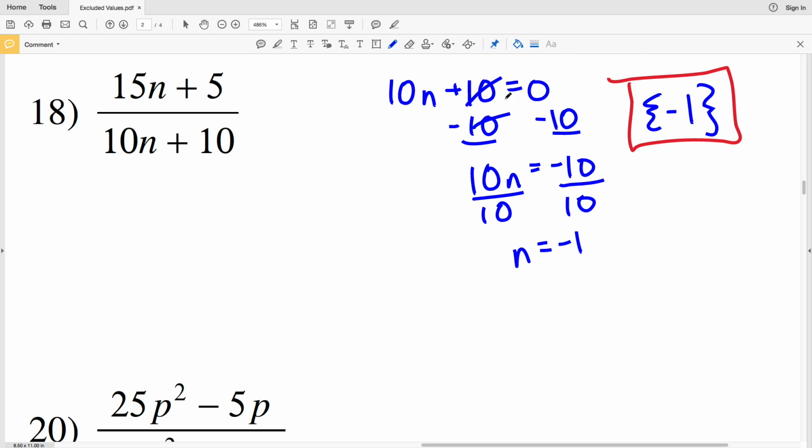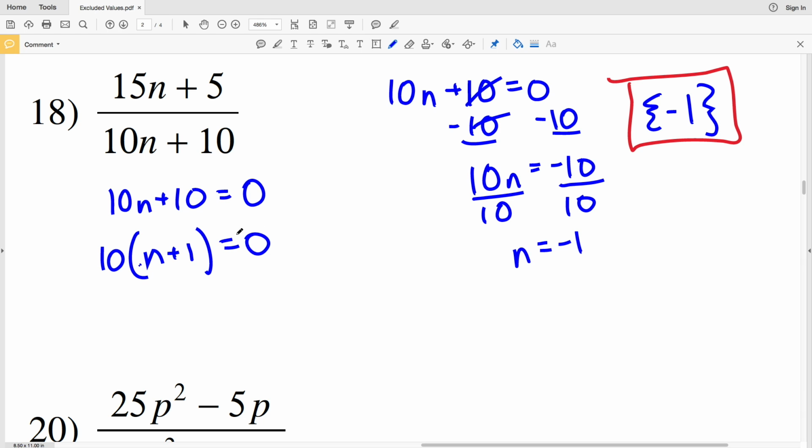However, let me show you one other way to think about this. If we have 10n plus 10 and we're setting that equal to 0, let's pull out a 10 from each of the terms. So we'll have 10 times the quantity n plus 1, and that's equal to 0. And then we can look at n plus 1 and know that 10 times 0 will indeed equal 0. So if n plus 1 equals 0, then this entire quantity will equal 0. So n plus 1 equals 0 when n is negative 1, because negative 1 plus 1 equals 0.